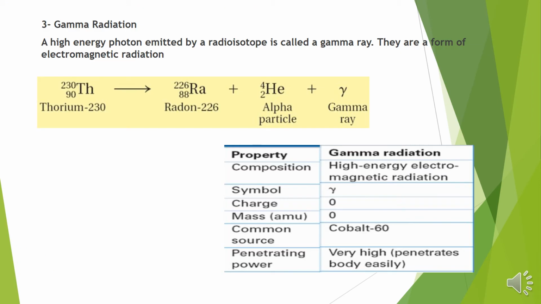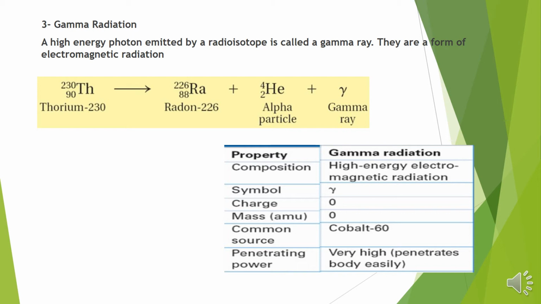The third radiation is the gamma radiation. If you look at the table also, you have the composition of the gamma. It is high energy electromagnetic radiation. It resembles light. Its symbol is gamma. It has no charge. It has no mass. The common source is cobalt-60. The penetrating power is very high. It penetrates the body easily.